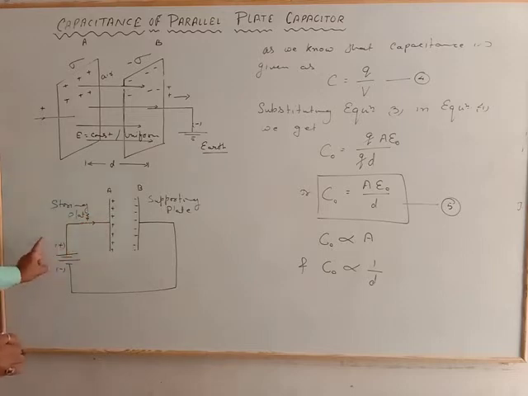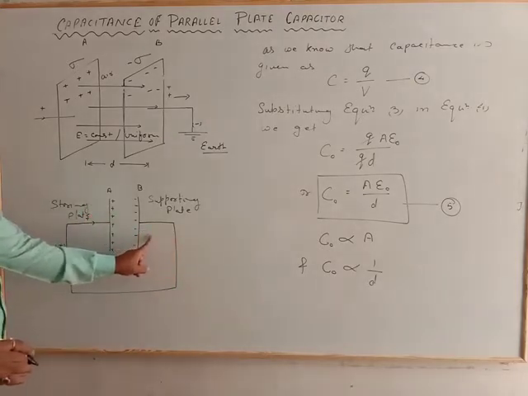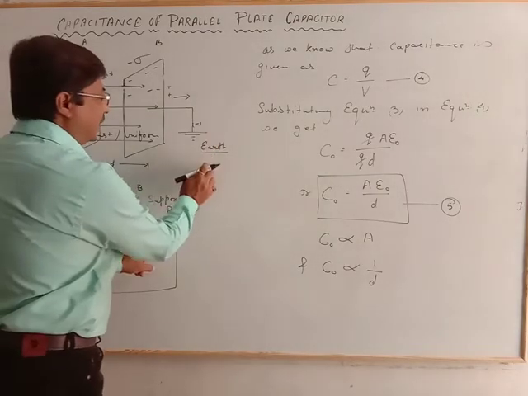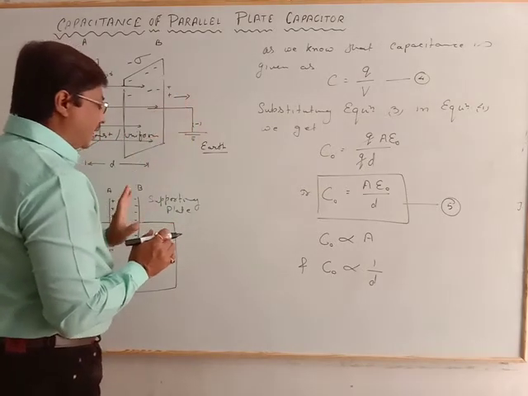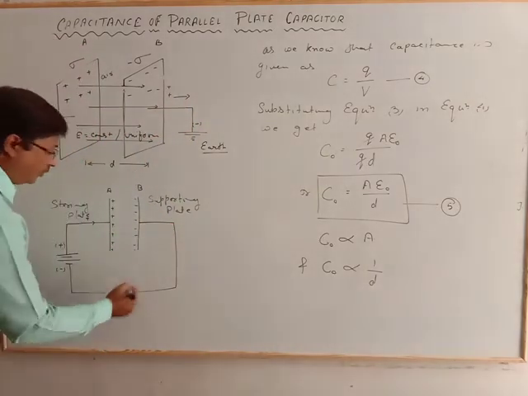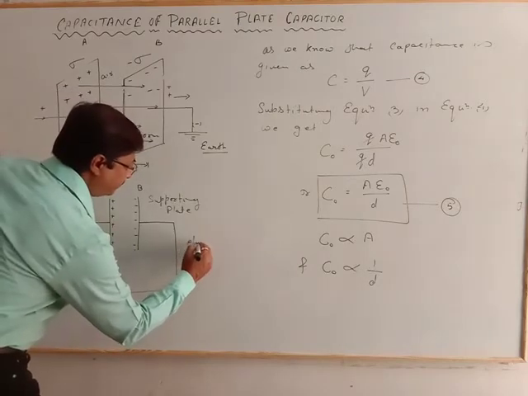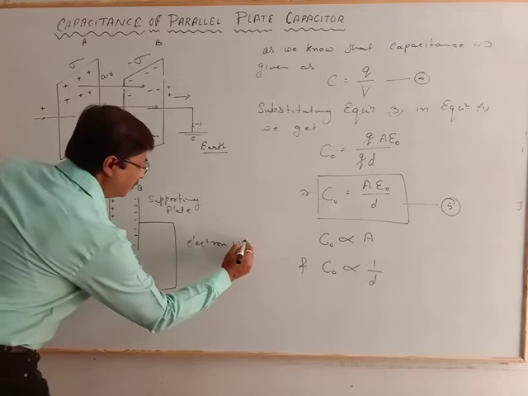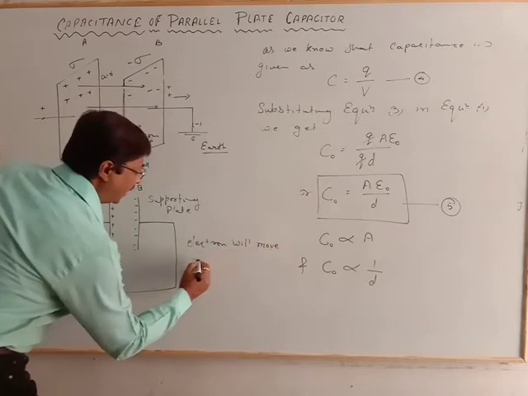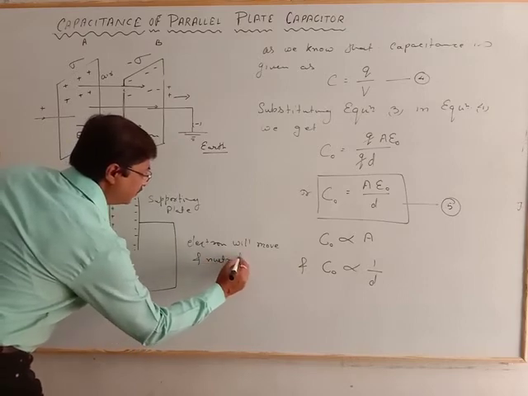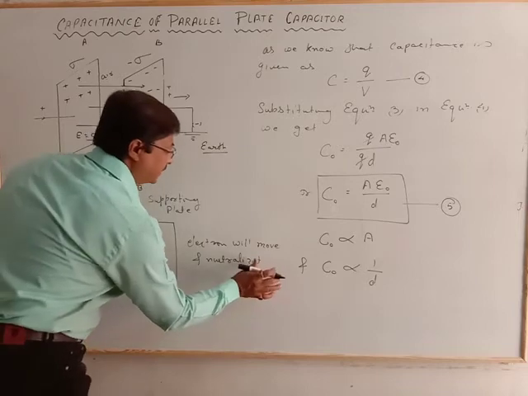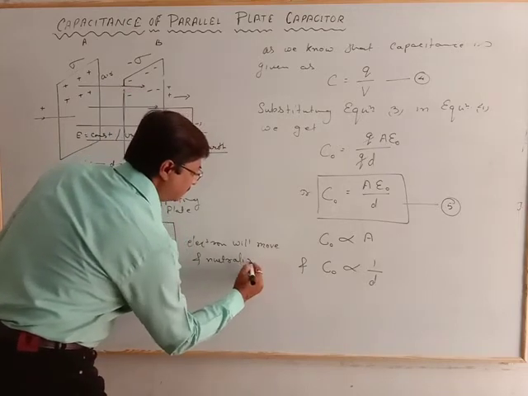What do we observe? The higher potential and lower potential. The positive terminal is connected with the plate, and the negative terminal is connected with the one we consider here as the earth. And what I told you is that the electrons will move and neutralize the charge.